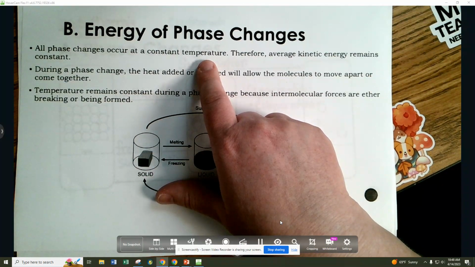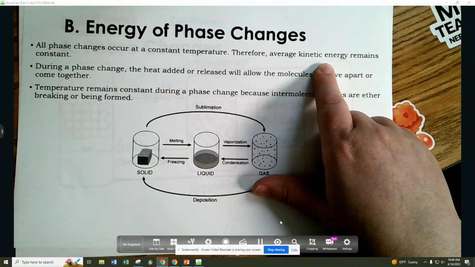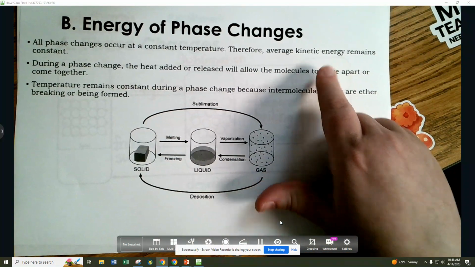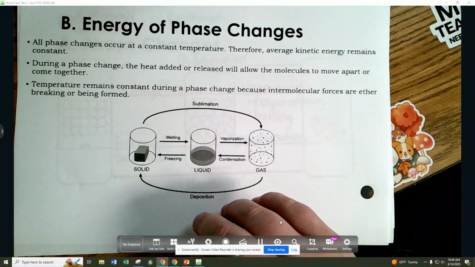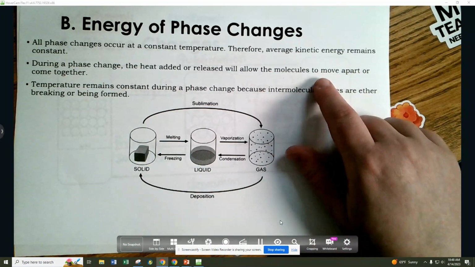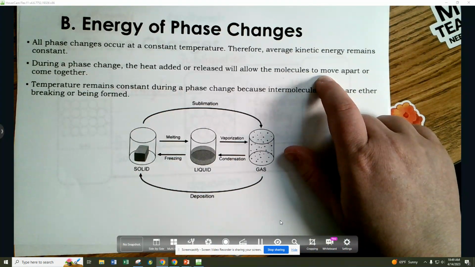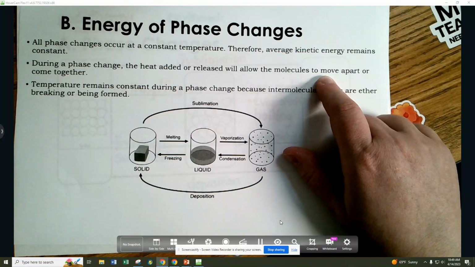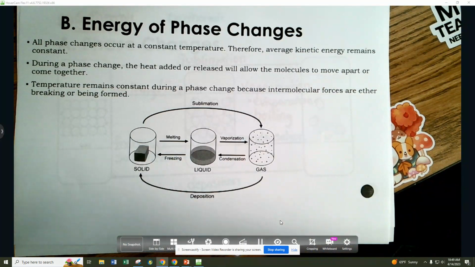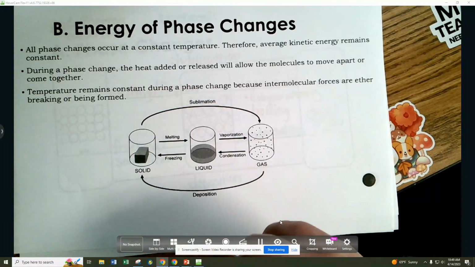But what actually happens is the temperature is constant, and that means the average motion energy of the water molecules is staying the same. So what is actually happening during a phase change is that heat is either being added or removed. In the case of melting the ice cube, your hand is adding heat to the system. What it is actually doing is allowing the molecules to move further apart from one another, going from the solid state to the liquid state. We're not making them move faster. What it's doing is breaking up the relative placement of them. And so what we see is temperature is constant during a phase change because of those intermolecular forces.